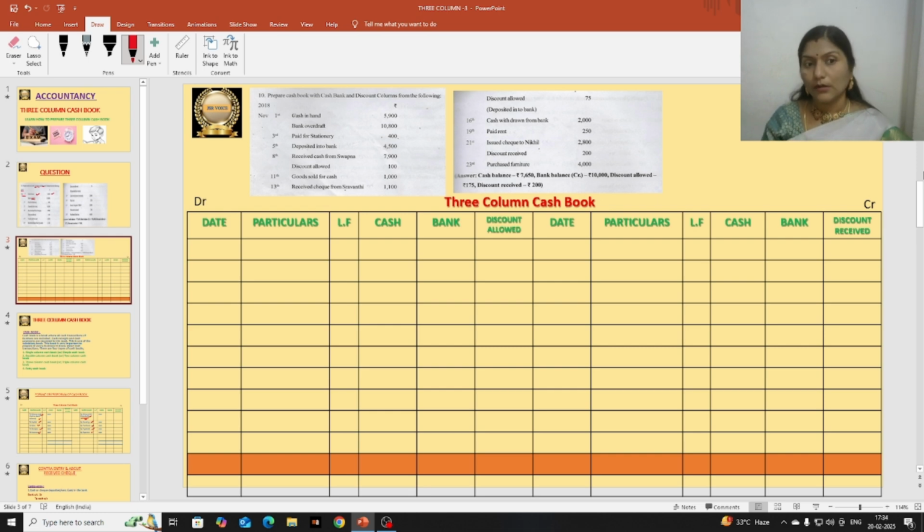So here, what are the columns? Date, particulars, LF, cash, bank, discount allowed. From date to discount allowed is known as the debit side. And again date, particulars, LF, cash, bank, discount received columns are repeated. This is the credit side actually. We are going to post all the transactions on any one side, but contra entry transactions we will post two times, on two sides.